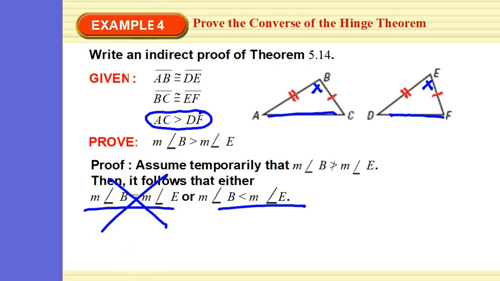All right, let's try with less than. If angle B is less than angle E, so bigger, smaller. Well, then DF would be greater than AC, and it's not. That contradicts the given. Therefore, angle B is not less than angle E, right? Which proves that angle B must be greater than angle E, because it's the only other possibility.